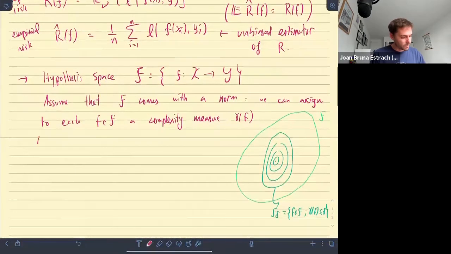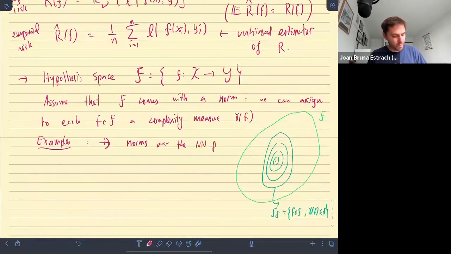Again, just to give some examples, this could be the norms over the neural network parameter weights. I don't remember if Sebastian last on Tuesday introduced the neural network architecture, but if you have a bunch of weight matrices that connect one layer to the next, you could imagine taking the norm of these matrices and declaring that this is your measure of complexity. It could also be the number of neurons of an architecture. Why not?